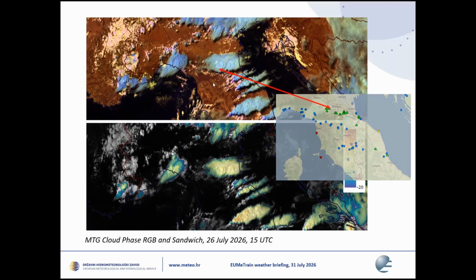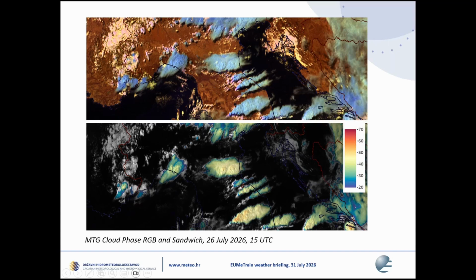The next image is another product. It's a sandwich product, so it's the same example, but just another product. The difference is that on the sandwich product, we can see the temperature of the cloud top, and this is the scale from blue to red. If we have more orange, more red cloud tops, that means the cloud tops are even cooler and the storm is more developed.